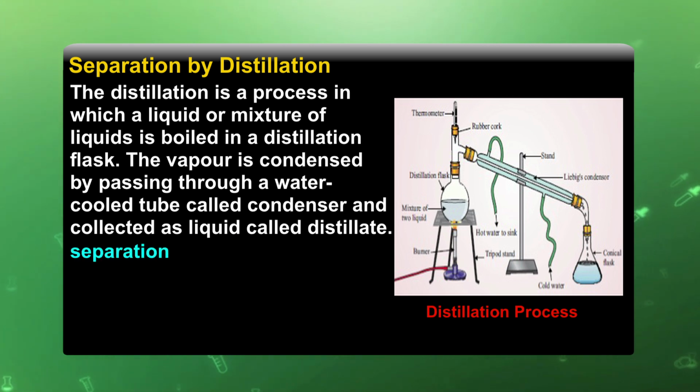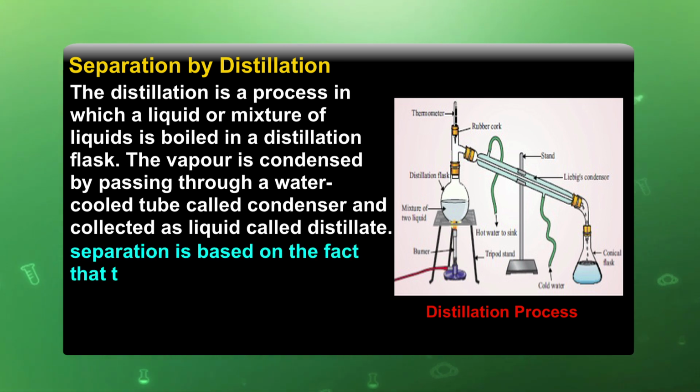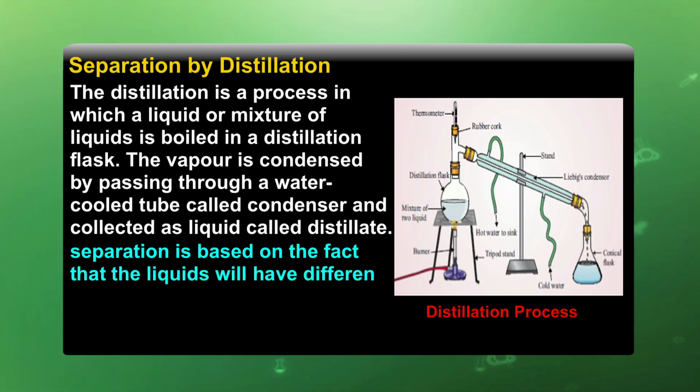Separation is based on the fact that the liquids have different boiling points. So, the main principle of the distillation process is that if there are two miscible liquids having different boiling points, then we can use this method of separation, that is the distillation process.